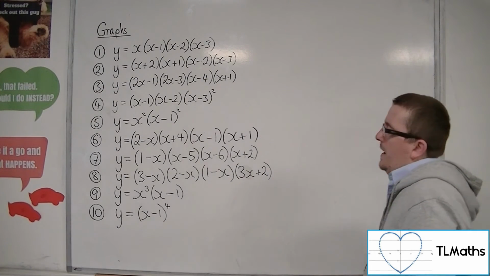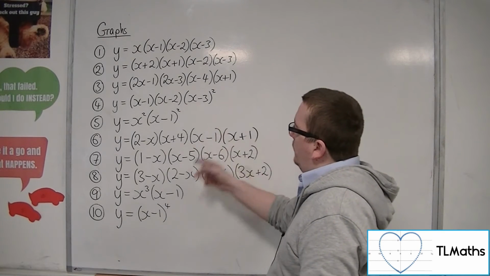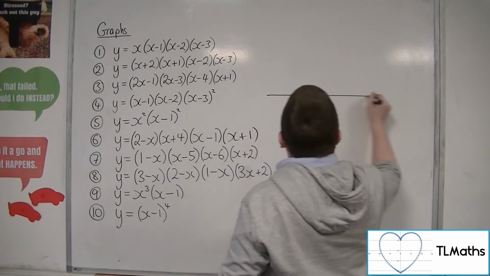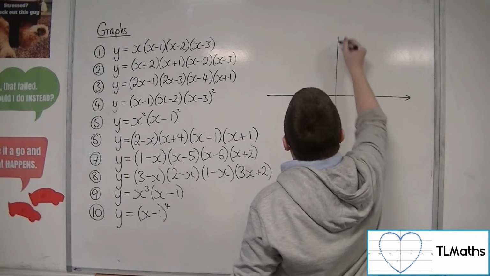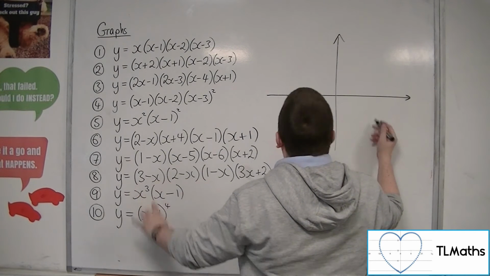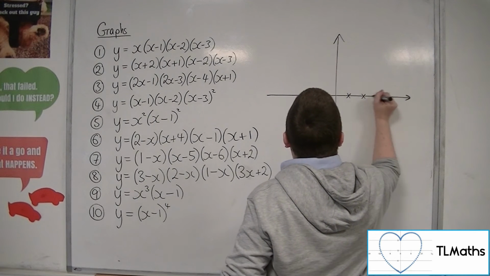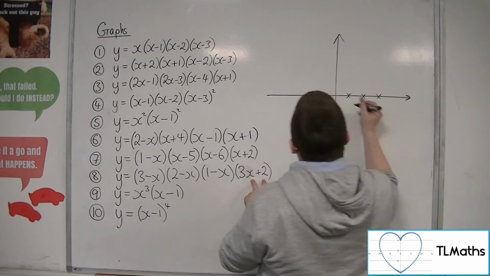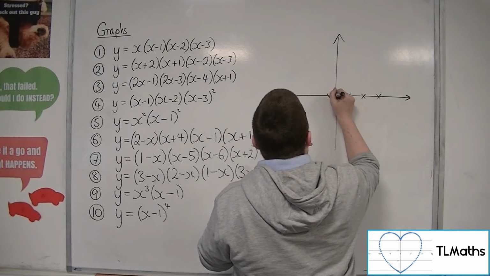Right, number 8, we have y is equal to (3 minus x)(2 minus x)(1 minus x)(3x plus 2). Okay, so we've got a curve going through 1, 2, and 3, and minus 2/3. So something like that.